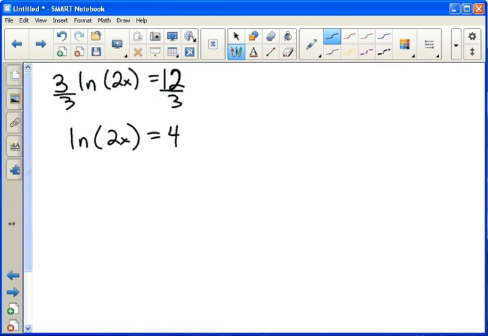E to the natural log cancels out, and we end up with this. I'm going to leave it as e to the 4th for now. You can plug that in your calculator, but I know I don't want to round anyway until I get to the very end, so I'm just going to leave it written e to the 4th. My last step is to divide both sides by 2. So just in your calculator, plug in e to the 4th, and then divide that answer by 2. You get 27.30 when you round to 2 decimal places.